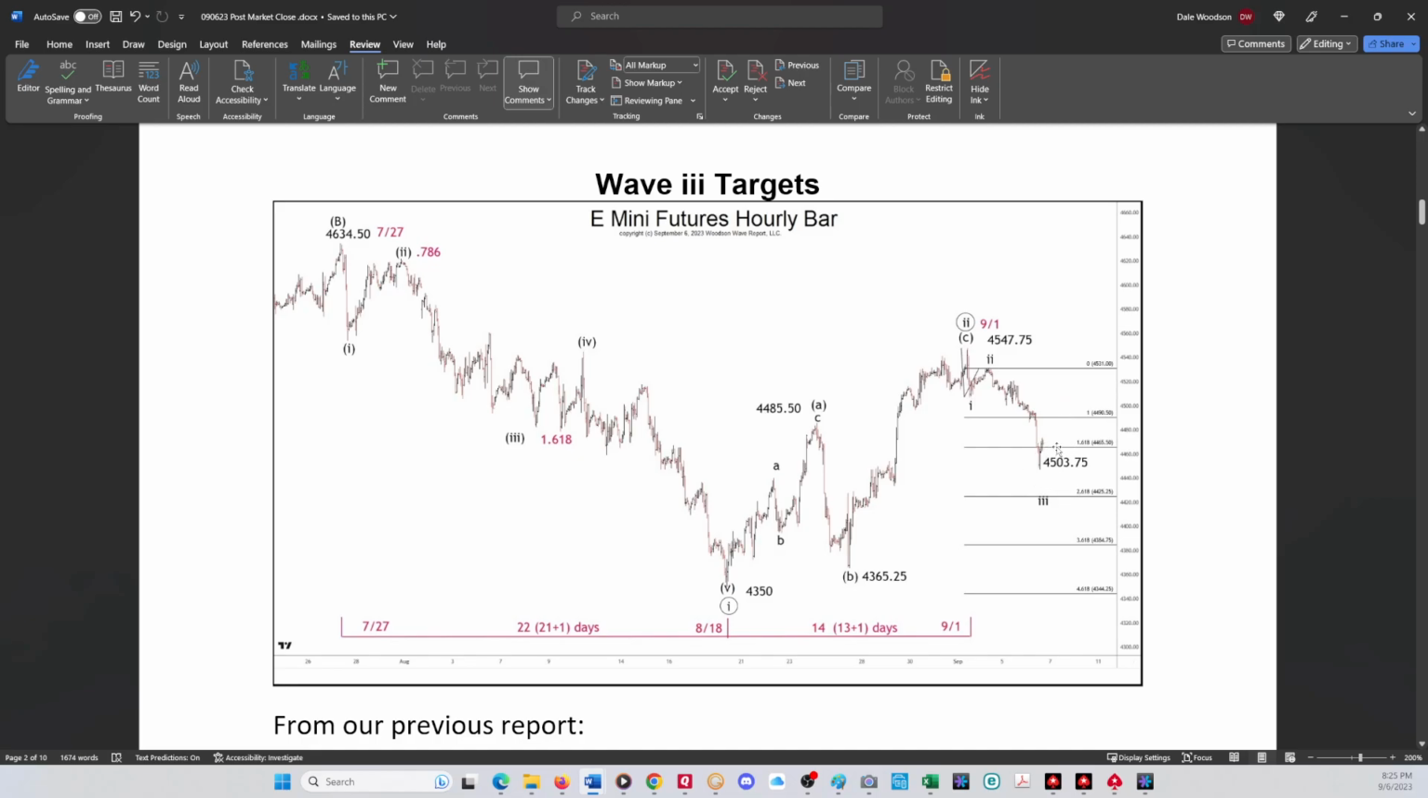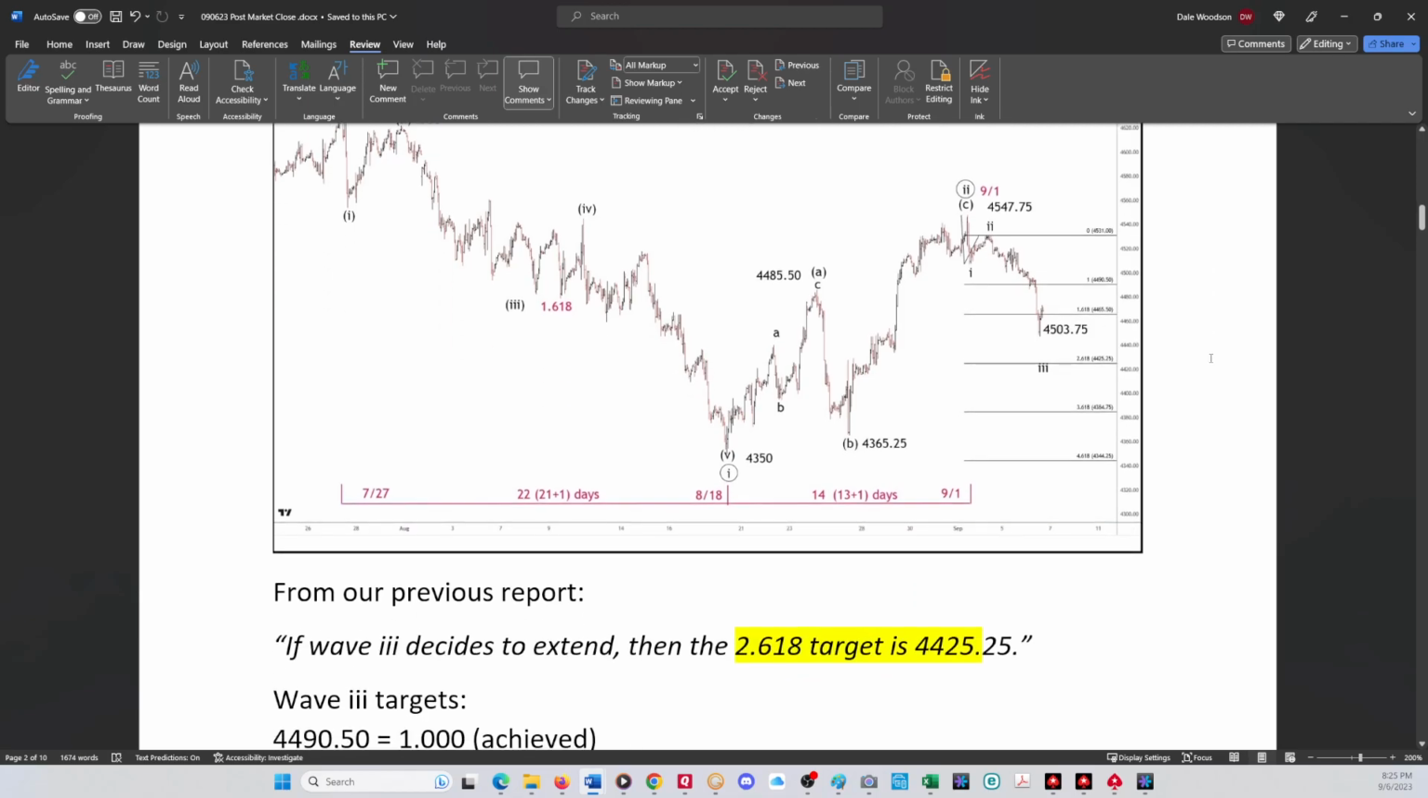And it's in between the 1.618 and the 2.618, and again, there's that Fibonacci perfection in terms of time between 1 and 2. We might expect wave 3 to also come within a day of a Fibonacci number. We can get into that later.